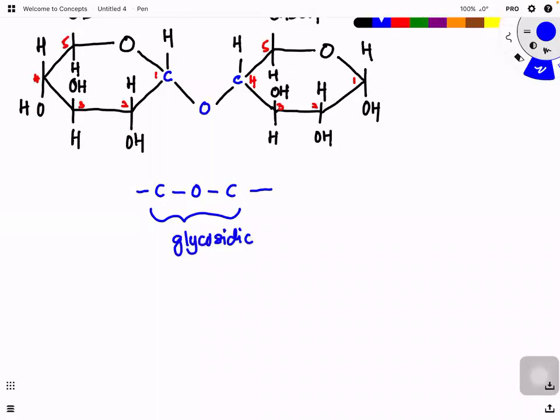So glycosidic bond is the one that joins the monomers, or monosaccharides, together to form either disaccharides or polysaccharides. It doesn't matter. Are you clear? As long as you can see this COC, we call it the glycosidic bond.